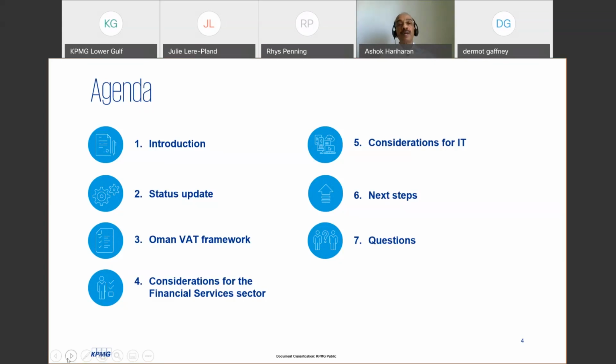Apart from understanding VAT issues, you also need to make sure that your IT systems understand the VAT requirements for the financial services sector. What changes do you need to incorporate in your ERP to not only deal with the day-to-day transactions, including raising VAT compliant invoices, but equally important to generate the reports that would be required for reporting to the tax authority? After the IT considerations, we will identify the next steps for you to be ready for the VAT go-live date.